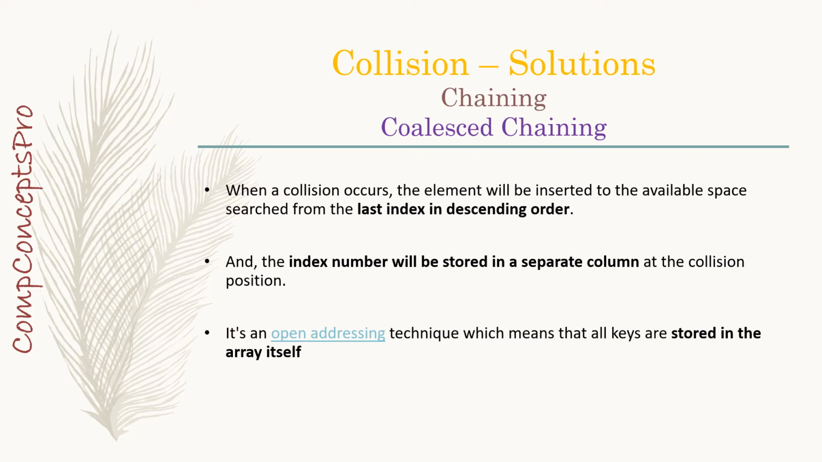Next we will see coalesced chaining. In this conflict resolution technique, whenever there is a collision, the colliding key will be inserted to an index position which is empty before the last occupied index position in the hash table. And this newly discovered index position for the colliding key will be stored in a separate column next to the original index position where the collision actually occurred. In this technique, all the keys are stored in the main array itself. So this is an open addressing technique.